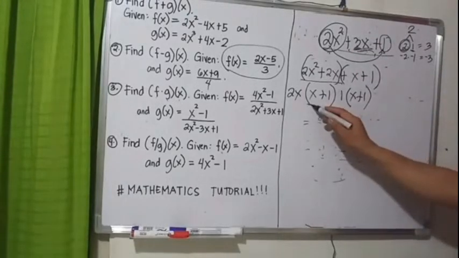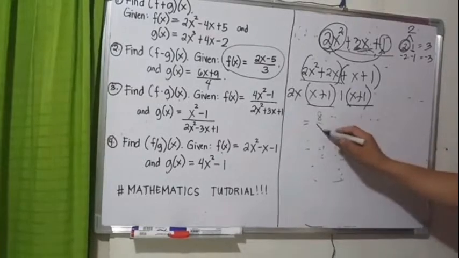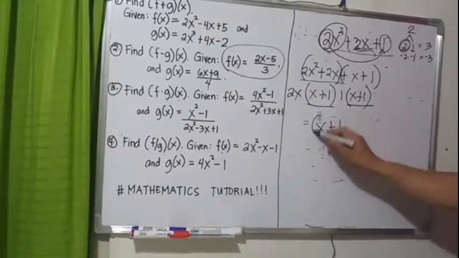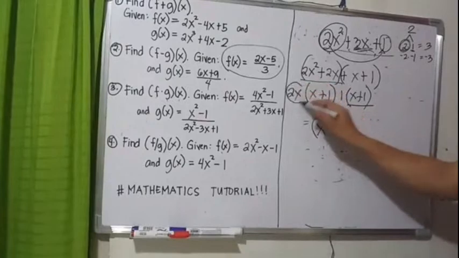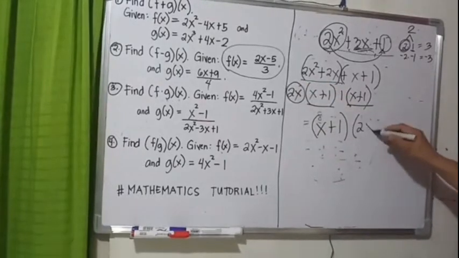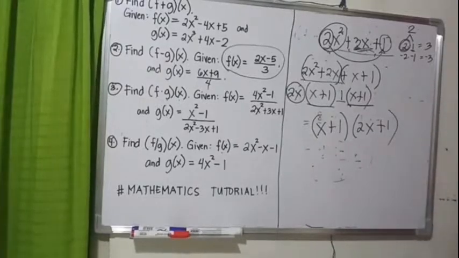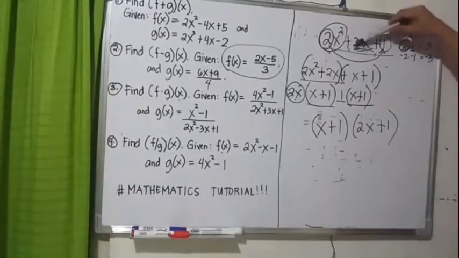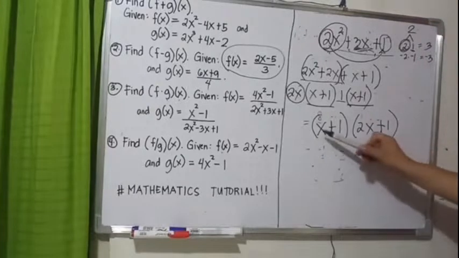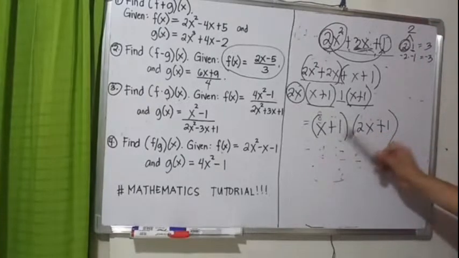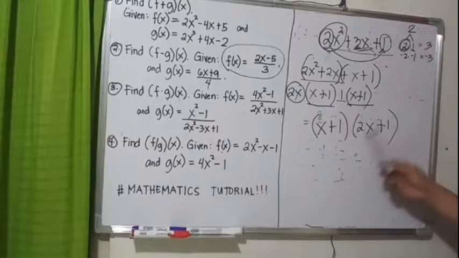Okay, isahin lang natin ito. X plus 1. Then, ito, 2x, then positive 1. So, meaning that is plus 1. So, ang factor ng 2x squared plus 3x plus 1 is x plus 1 times 2x plus 1.